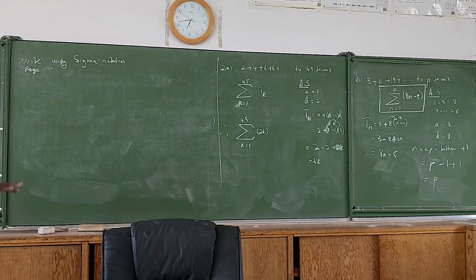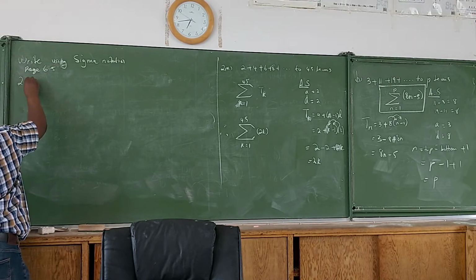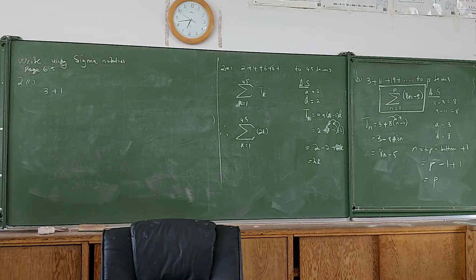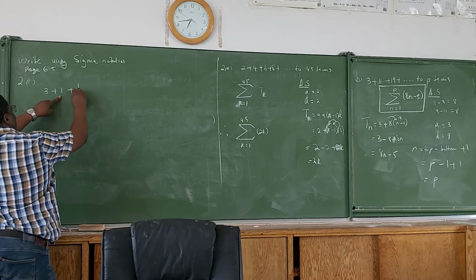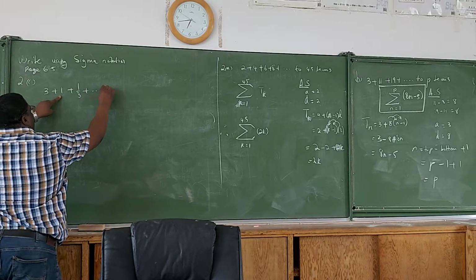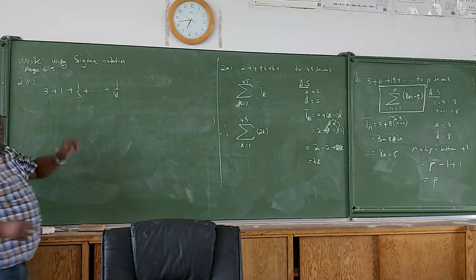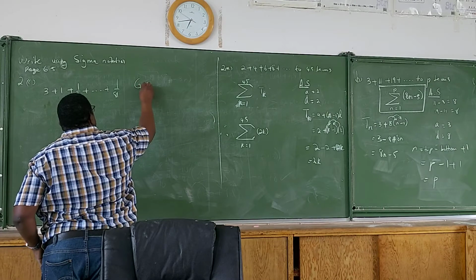What is the sequence there? Is it not 1 over 3? Also 3 plus 1, plus 1 over 3, plus and so on. Plus 1 over 81. You can see powers of 3 here. It's a GP, it's a geometric series.